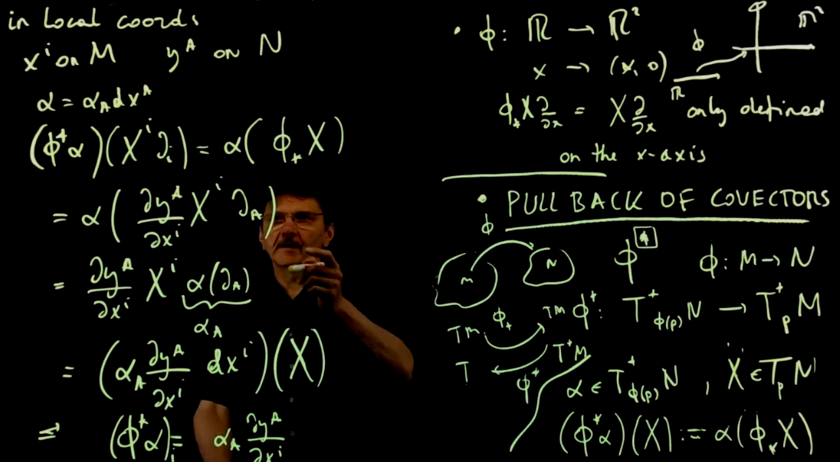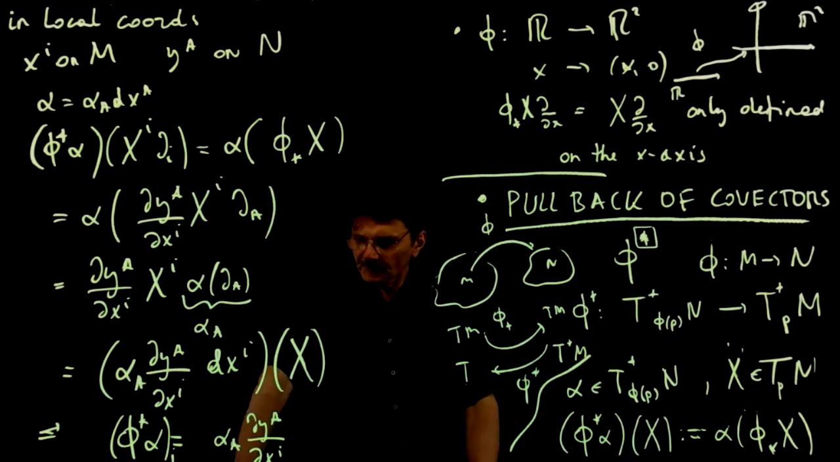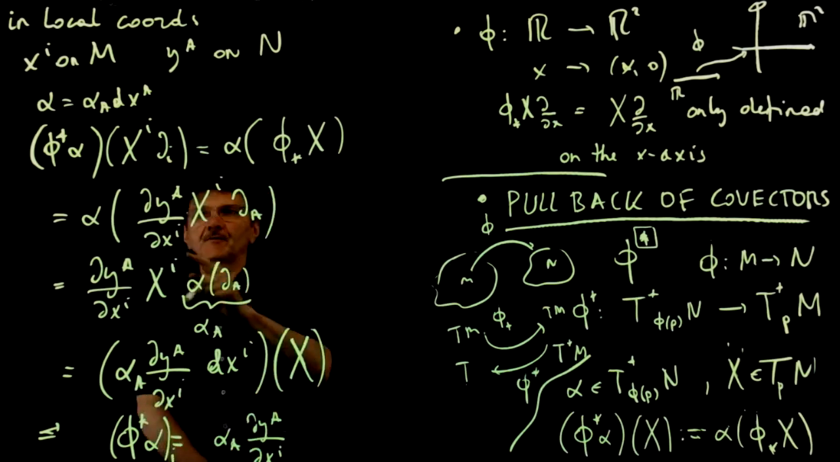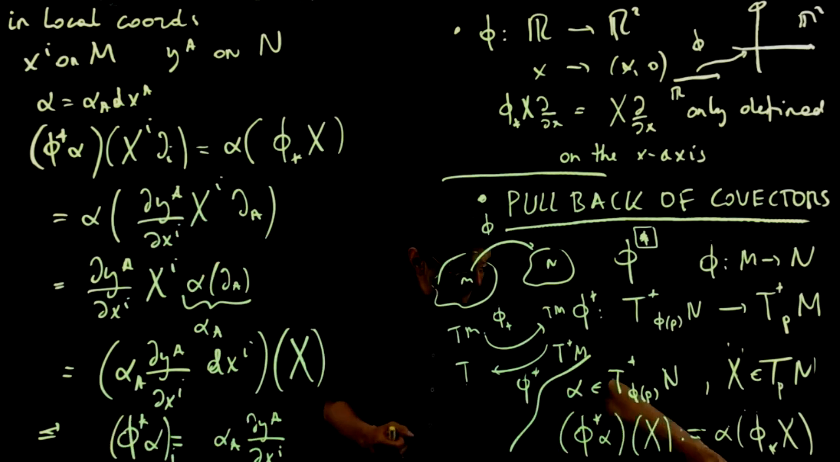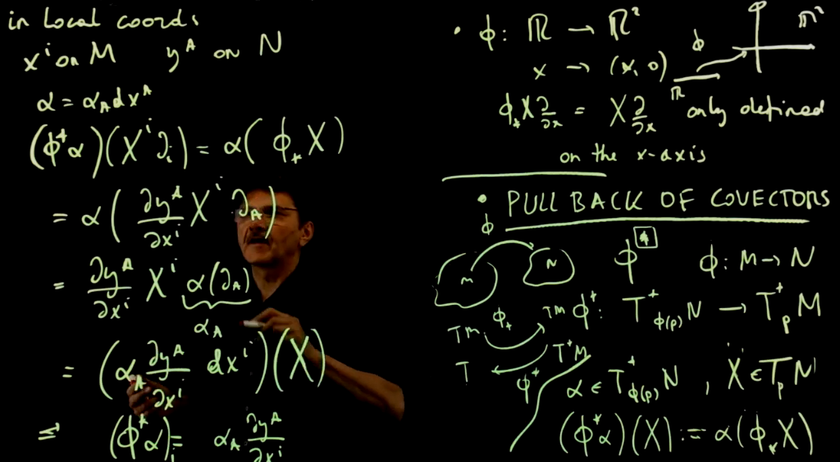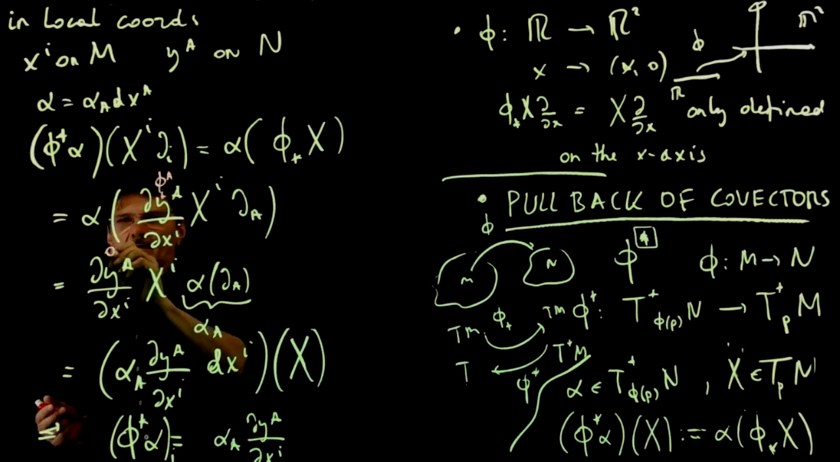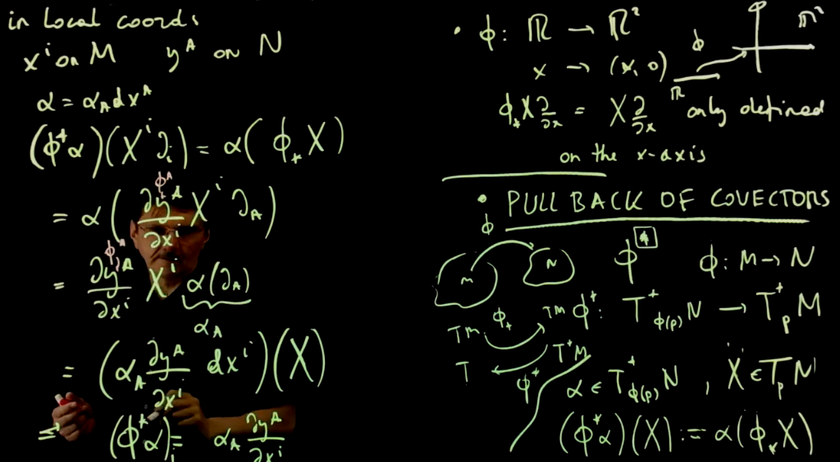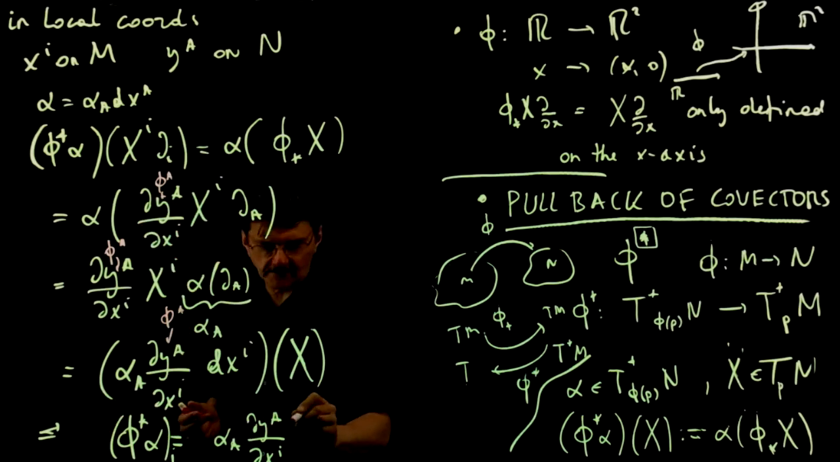Right, so here y^A of x^i is just the phi^A's before, right? Maybe I should have written, to be consistent with the previous notation, phi^A here and phi^A here and phi^A here.